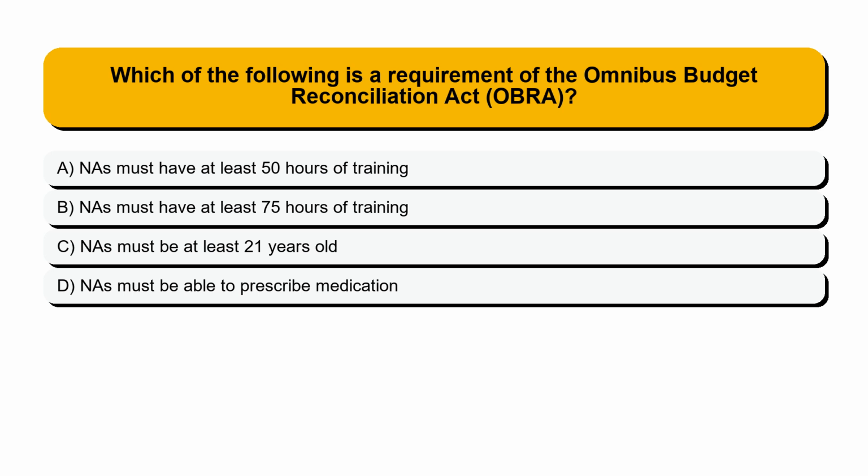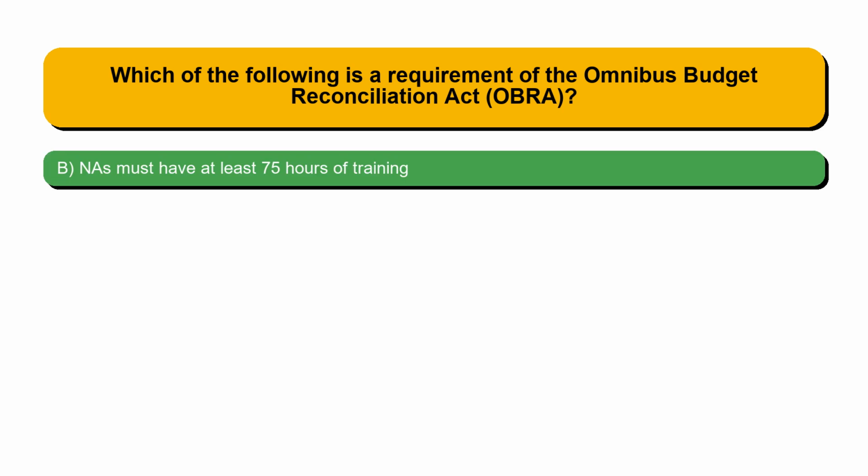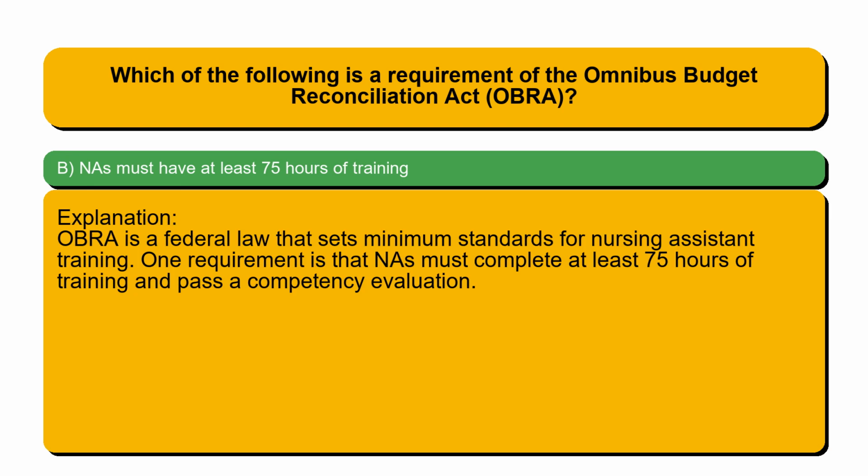Question 14. Which of the following is a requirement of the Omnibus Budget Reconciliation Act, OBRA? Option A, NAs must have at least 50 hours of training. Option B, NAs must have at least 75 hours of training. Option C, NAs must be at least 21 years old. Option D, NAs must be able to prescribe medication. The correct answer is option B, NAs must have at least 75 hours of training. OBRA is a federal law that sets minimum standards for nursing assistant training. One requirement is that NAs must complete at least 75 hours of training and pass a competency evaluation.